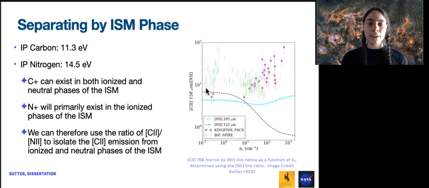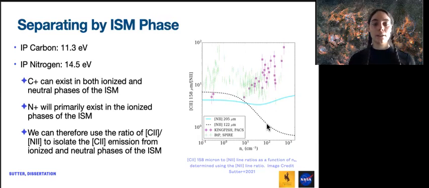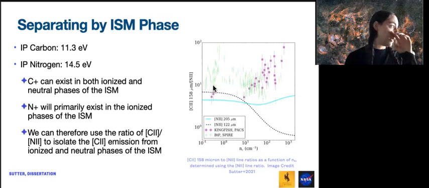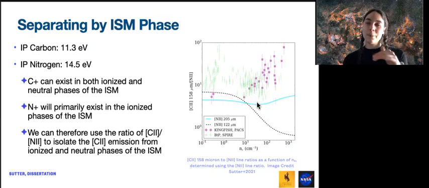Just really briefly, I'll point out that the other option, so we're using 205 micron detections, you can also use the 122 micron nitrogen-2 line, but we choose to use 205 because the C+ to nitrogen-2 122 micron ratio varies quite a bit as a function of electron number density. So depending on what your ISM conditions are, this can cover an order of magnitude in terms of what we expect this predicted ratio to be, whereas the C+ to 205 micron line ratio is pretty much constant no matter what your ISM conditions are.